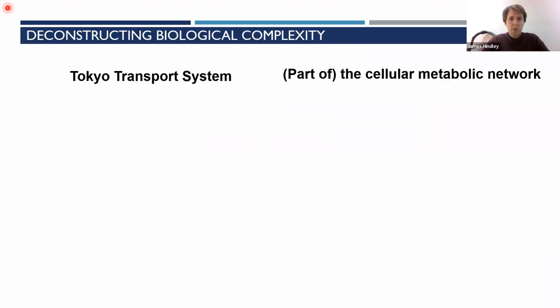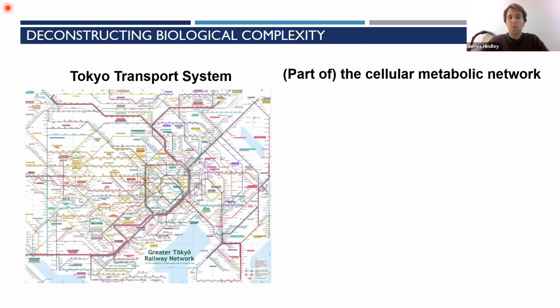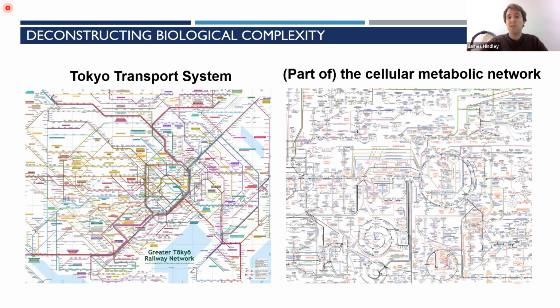I'm going to start by thinking a little bit about bottom-up and top-down synthetic biology, and what's really driving our bottom-up approach. On one hand, we have thinking about complexity. We can think about transport systems. On the left, this is a regular transport system, the subways and train links. This is obviously a pretty complex network, but it really pales in comparison to the complexity of this, which is just a part of the cellular metabolic network that we find in cells.